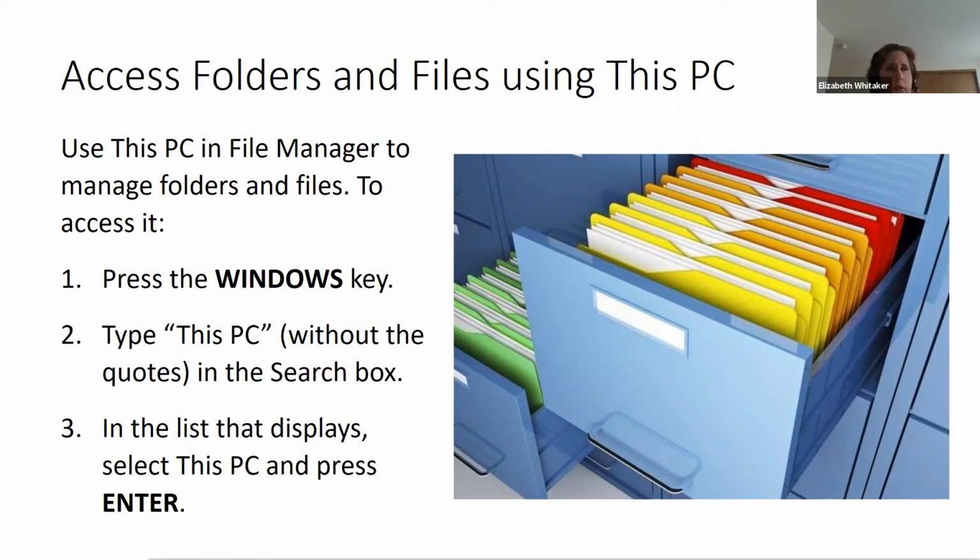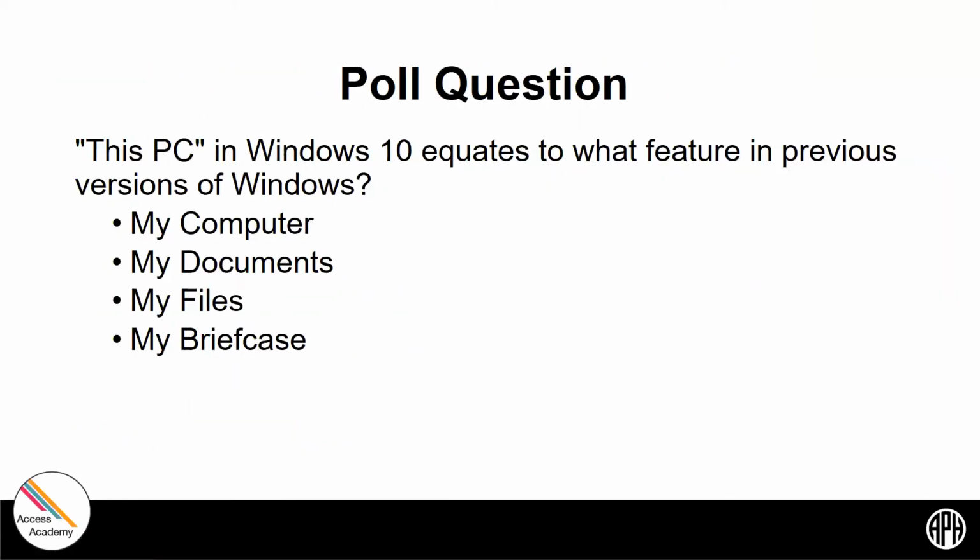Oh yeah, we have a polling question, don't we? Yes, we do. The question is about This PC. This PC in Windows 10 equates to what feature in previous versions of Windows? Is it My Computer, My Documents, My Files, or My Briefcase?